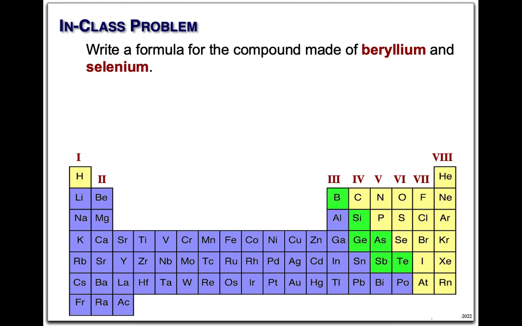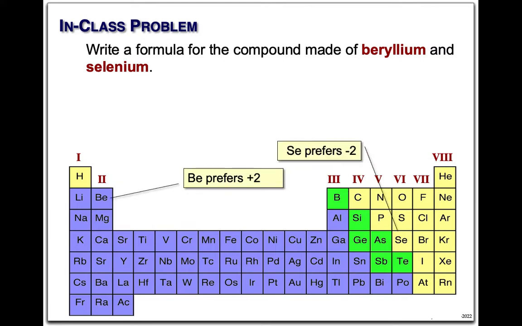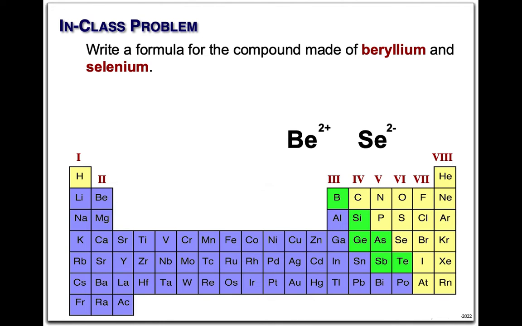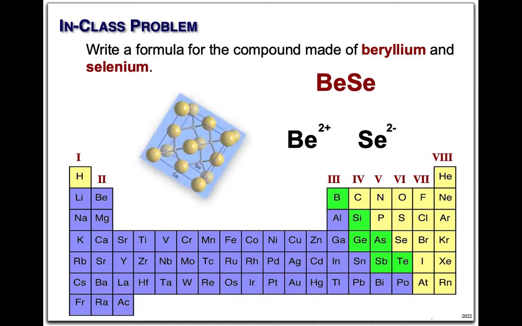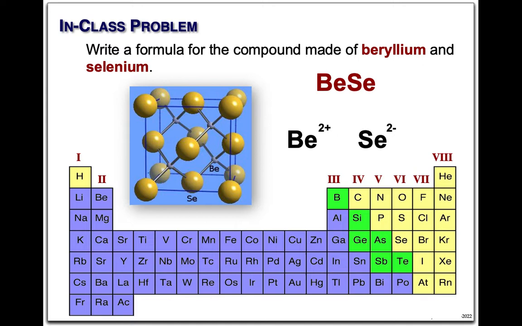Let's say we did beryllium and selenium. That's a +2 and a -2. So if we wrote this and we did our little crisscross thing, we would get Be2Se2. That, of course, is wrong. Lowest whole number ratio is simply BeSe. This is what it looks like.